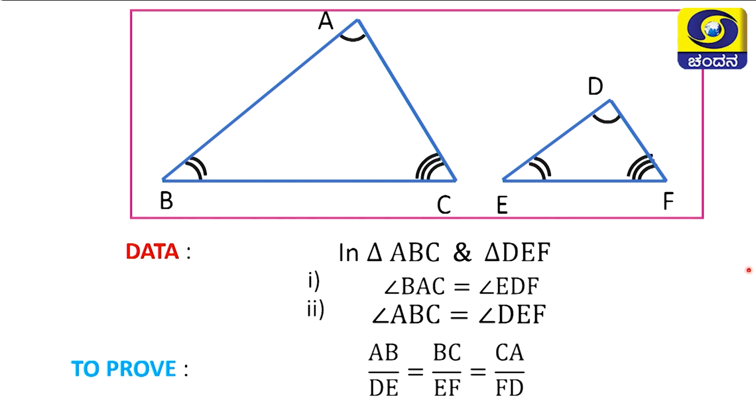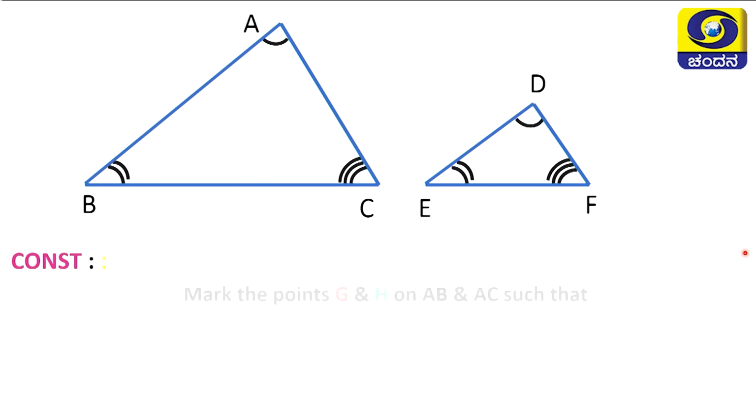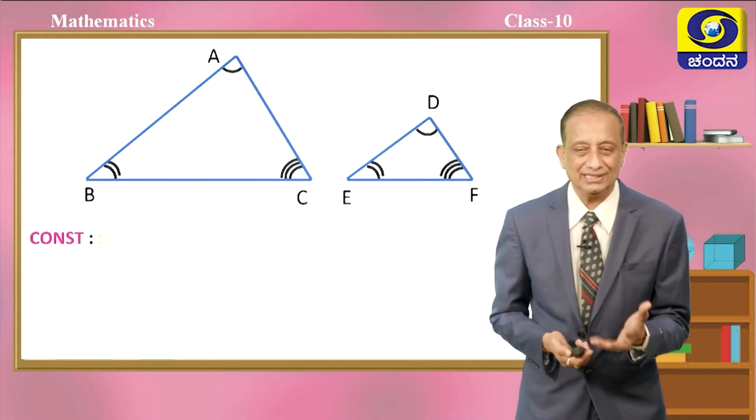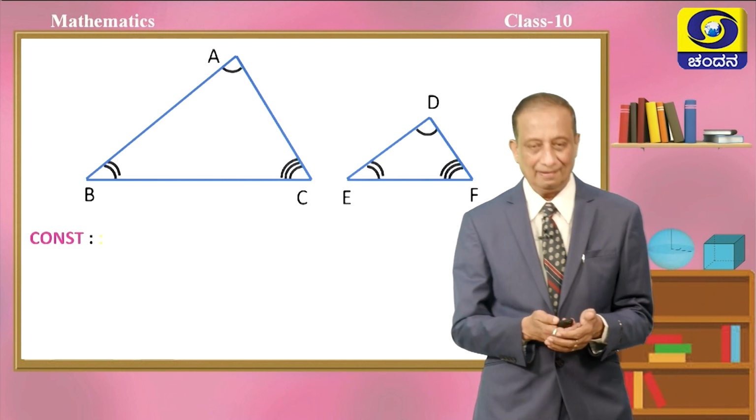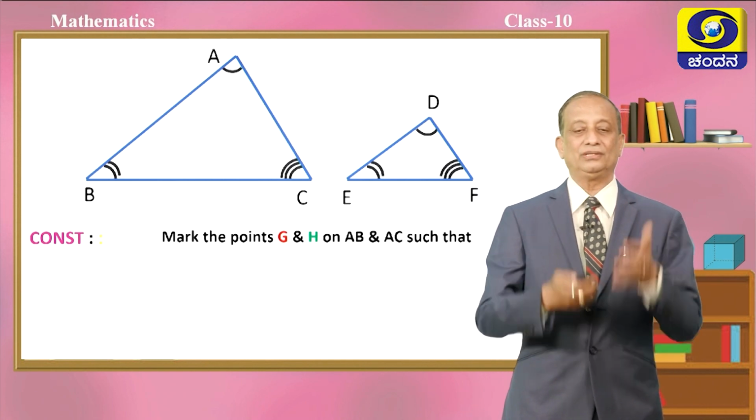So, to prove is the corresponding sides are in proportion, that is AB upon DE is equal to BC upon EF is equal to CA upon FD. This is what we have to prove now. Okay. So, this requires some construction, children. Without construction it is not possible to prove this. Do you have any idea, using our previous knowledge of congruent triangles, can you suggest any construction for this, children?